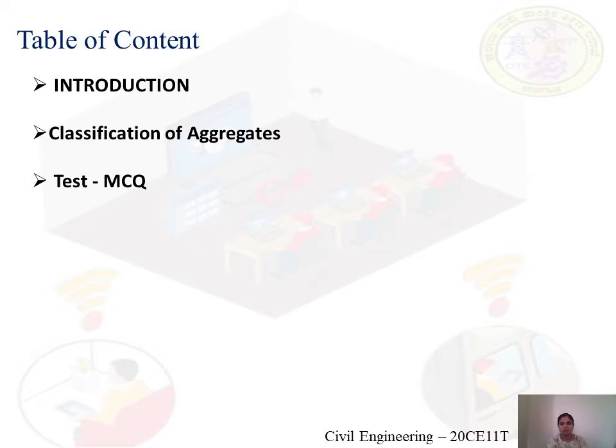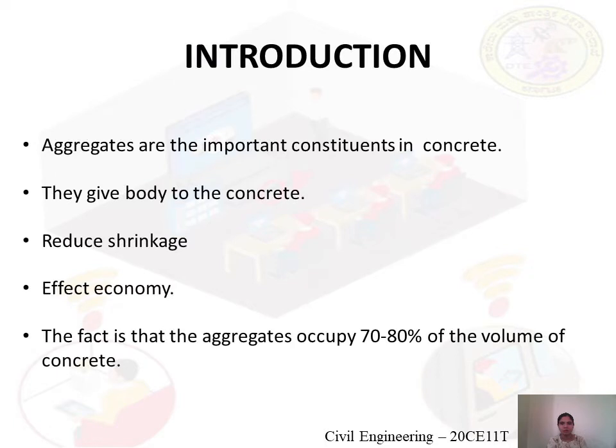Aggregates may be fine aggregate or coarse aggregate. Cement when mixed with water makes a paste, so aggregates are the solid particles other than the paste. The aggregates are further divided into fine aggregates and coarse aggregates. That's why four constituents of concrete are there: cement, the second one is stone aggregates, which is known as coarse aggregate, and sand, which is known as fine aggregate, and water. These constituents make concrete.